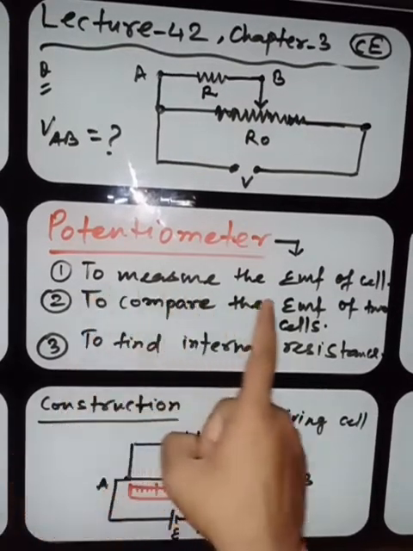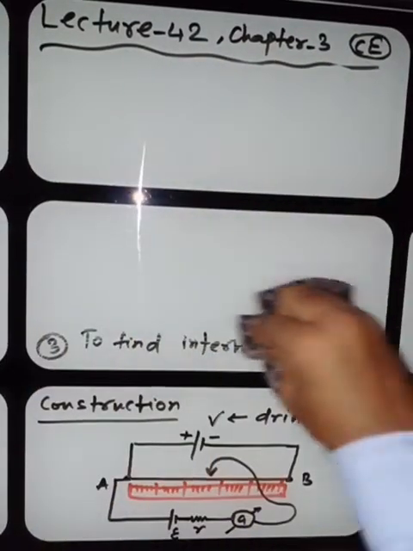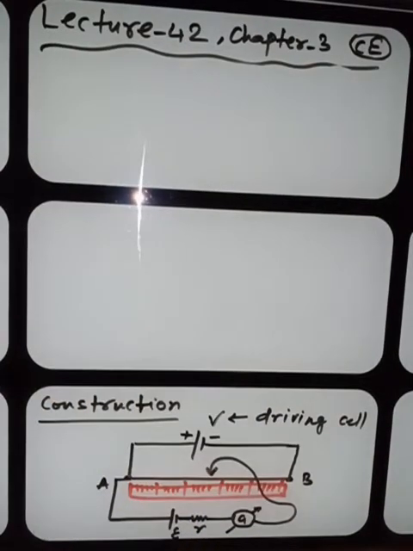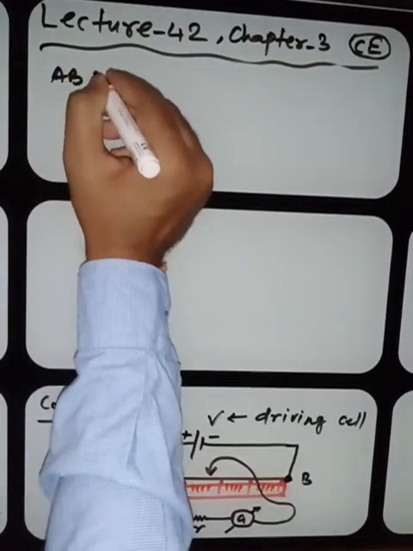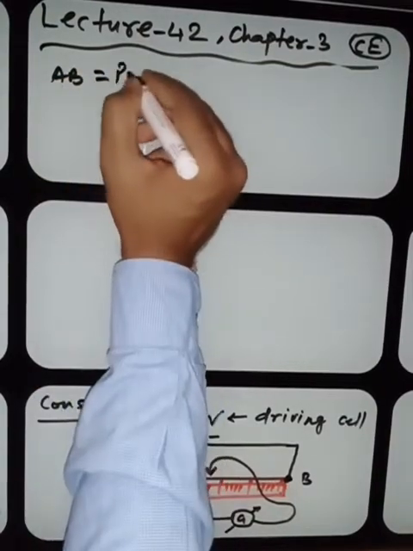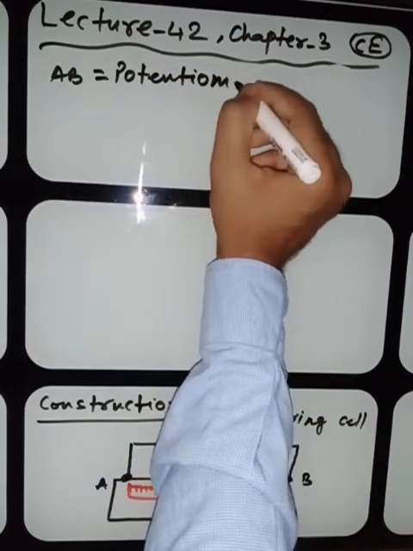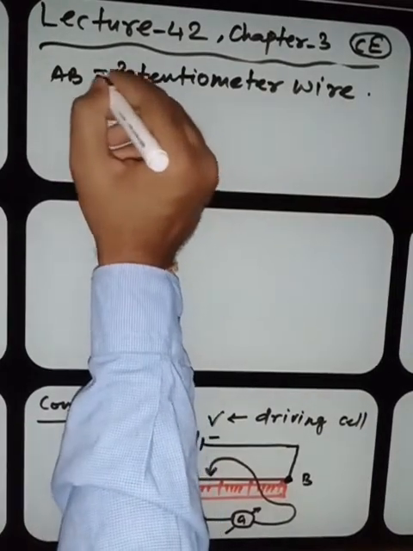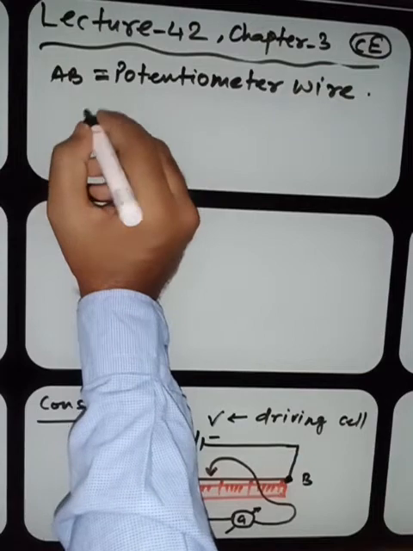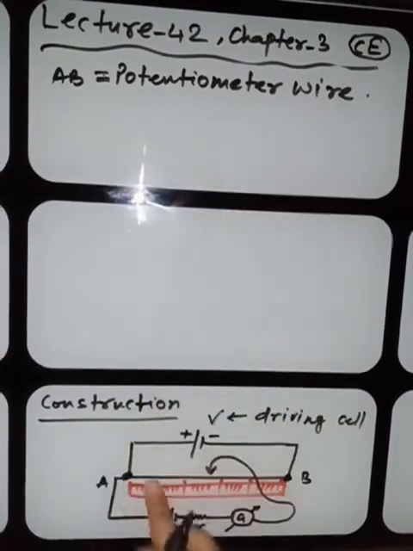Afterwards we'll first study how to measure the EMF, then compare the EMF, and then the internal resistance of this cell. Now here AB, this point A and this point B, AB is the potentiometer wire. Remember, I am explaining here the construction. Remember students, the potentiometer wire is made up of basically a low resistance material.